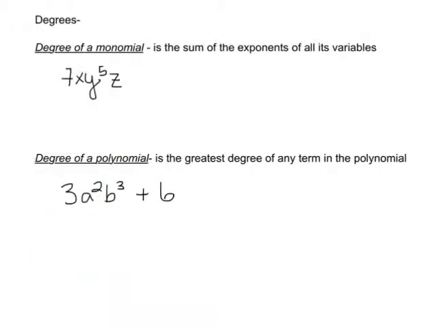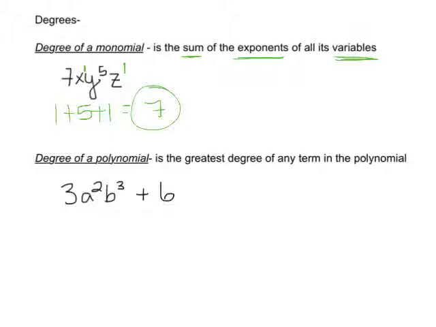When talking about degrees, we have a degree of a polynomial or a monomial is the sum of the exponents of all of its variables. So we're looking at the sum of the exponents of its variables. So let's look at the exponents of this example. We have x to the first power, and then we have y to the fifth, and then z to the first power. So then I'm just going to add my exponents. So I have 1 plus 5 plus 1, and that's going to equal 7. So this monomial is a degree of 7.